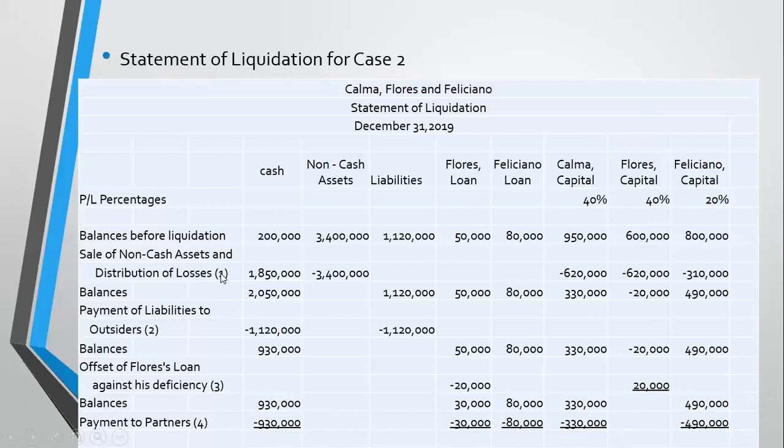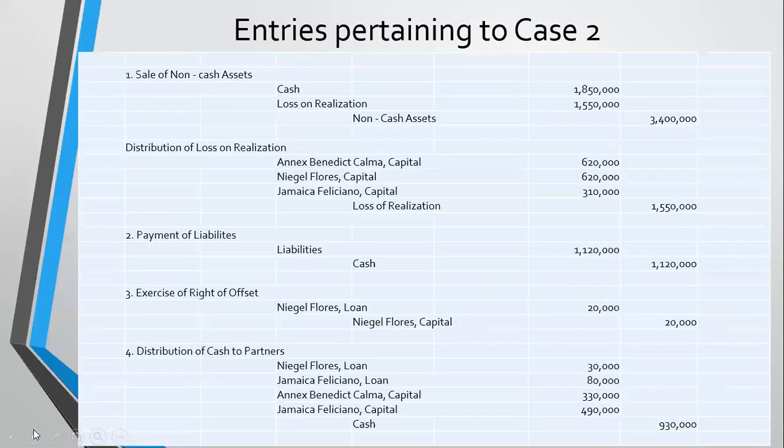Again, as you can see, dun sa previous case natin, 3 yung ating entry. Ito, naging 4 na. Bakit? Ang napadagdag, yung pag-offset natin ng capital deficiency. So, these are the entries pertaining to case number 2. The sale of non-cash asset is the same pa rin. You debit cash, you debit the loss on realization, and credit the non-cash assets na iyong ibinenta.